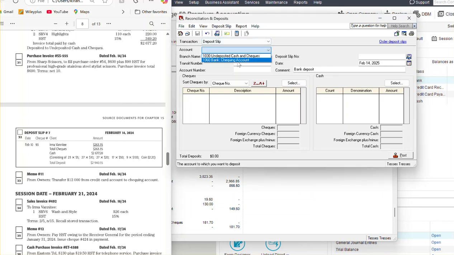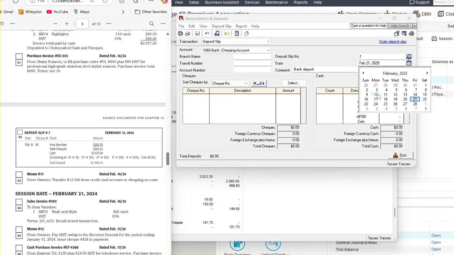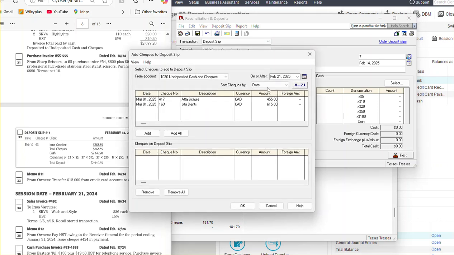So it is going into the bank. I don't know what happened. My 8 was done anyway. So I'm going to go to slip number 7. Now the date was 14. The date was 14. I'm going to go select.